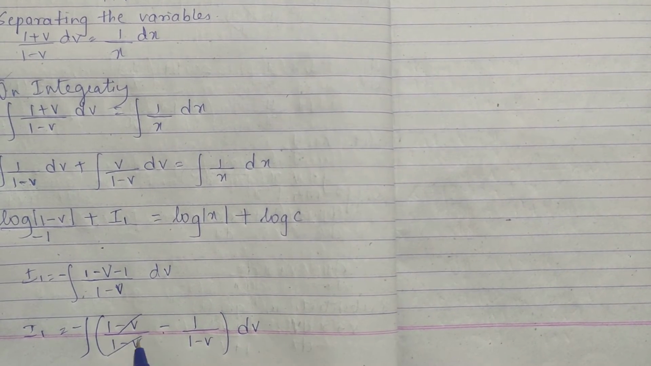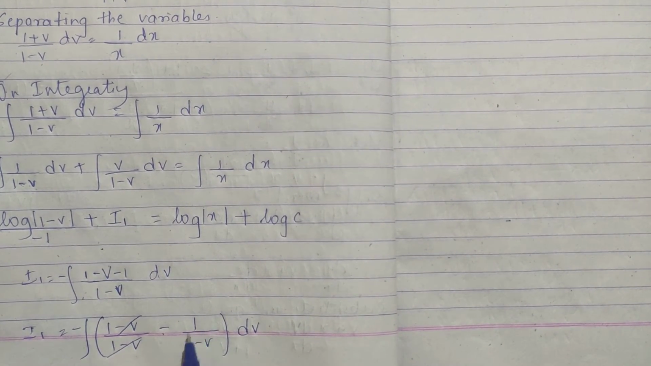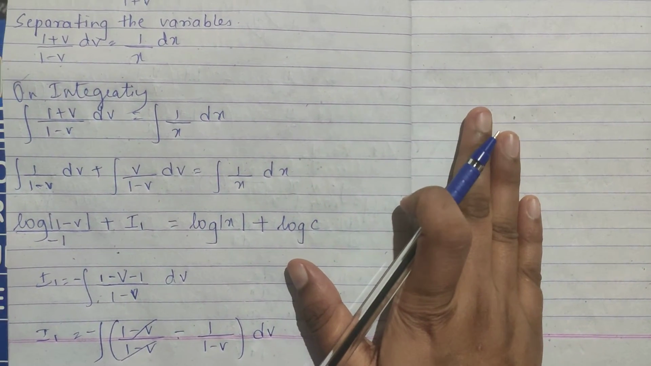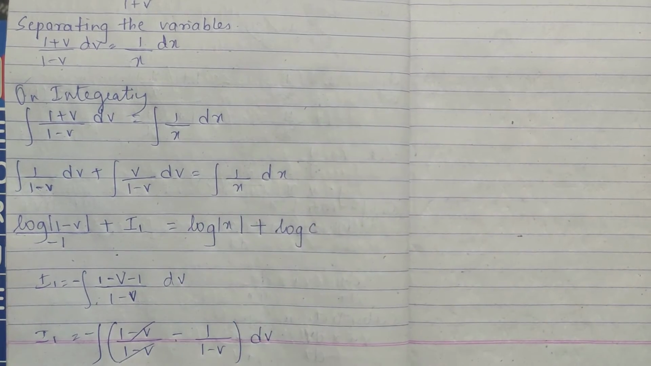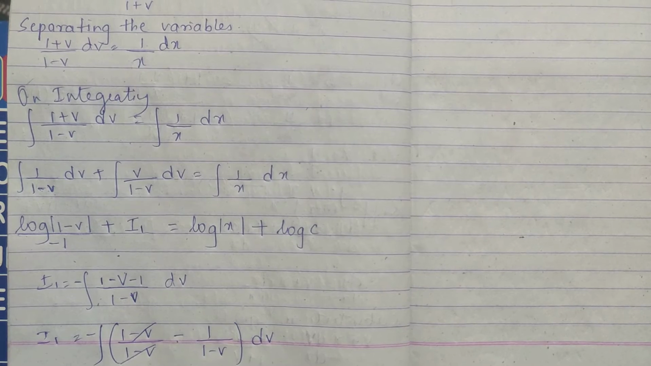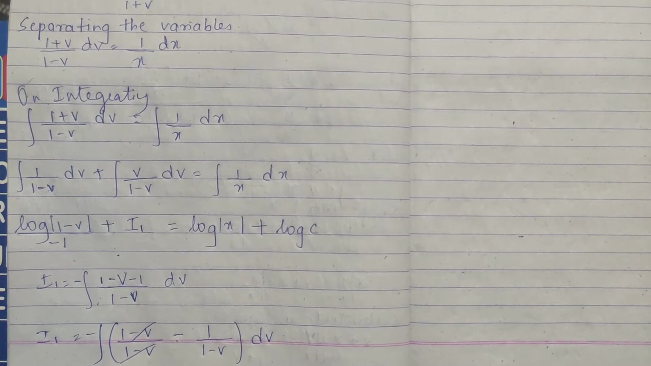So 1 minus v gets cut off, minus 1 by 1 minus v. It is a bit lengthy, but try to understand just using the tricks. Even the tricks you might not understand. Very easy steps, but it is lengthy, okay? So you just have to remember.